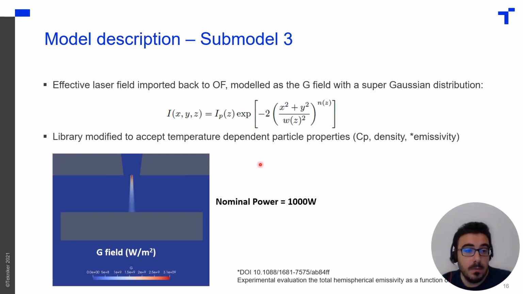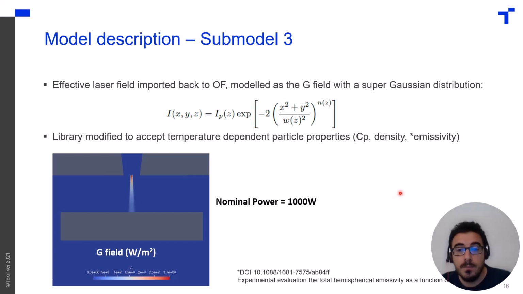Here we make a small modification to the intermediate library so that the particle properties can be input as a function of temperature. As a side note, if you are interested, we have a collaboration with the University of the Basque Country where we can measure the emissivity, technically the total hemispherical emissivity, as a function of temperature, which is quite interesting for these kind of problems.